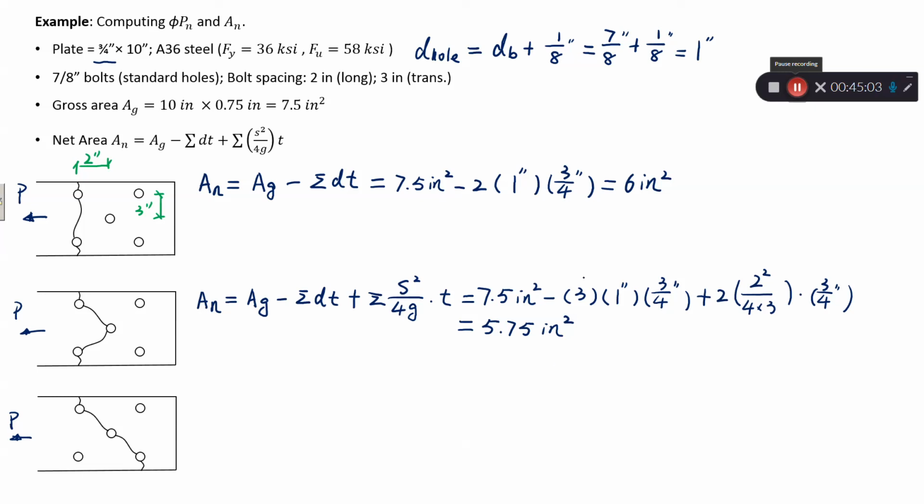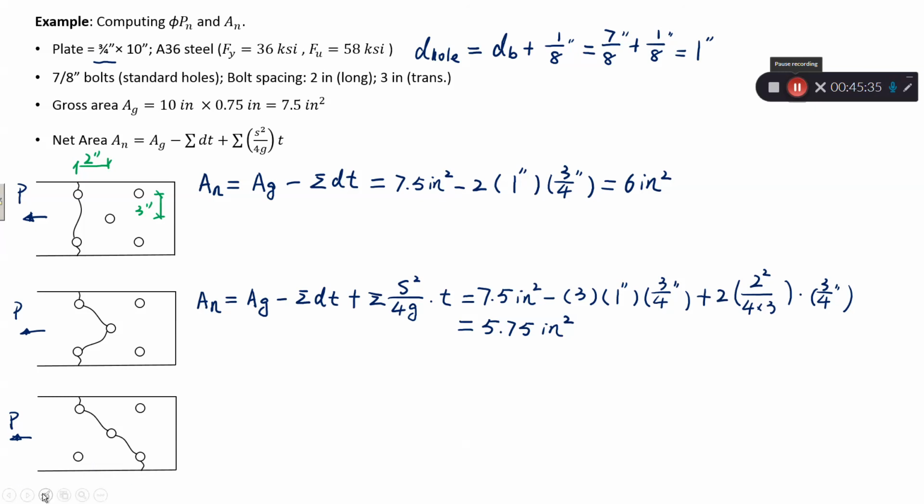Okay, now we can see that this path has a smaller AN, means this one is critical, right? Is critical compared to the yielding, to the first path. Okay, now let's look at this one. Let's see if it could fail along this pattern. Okay, it's kind of different.